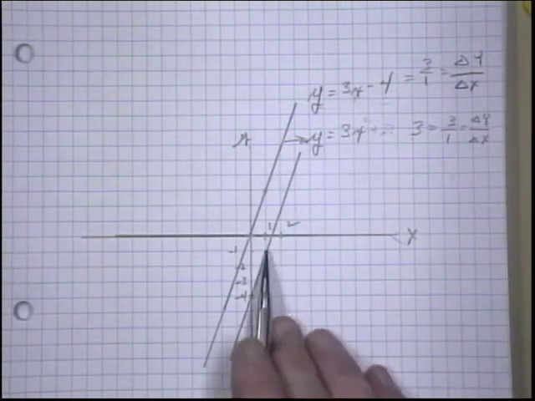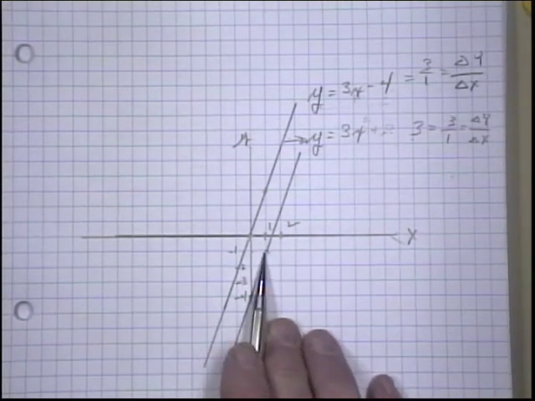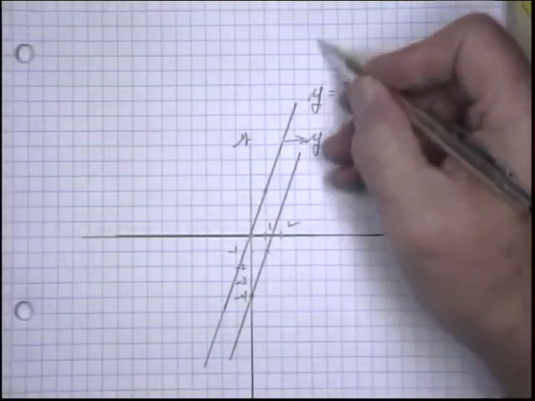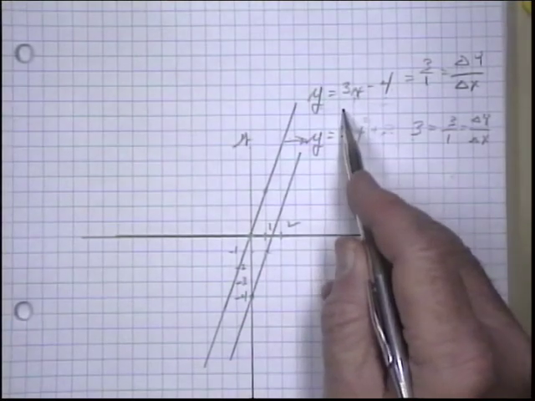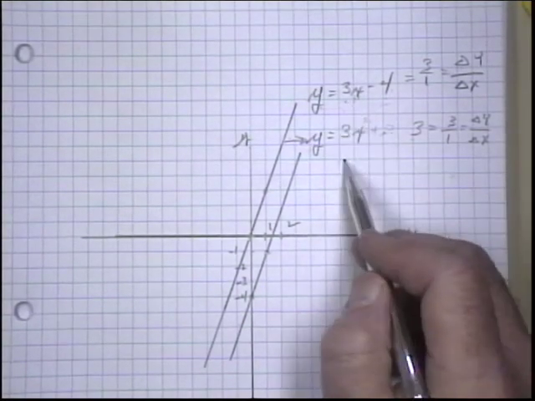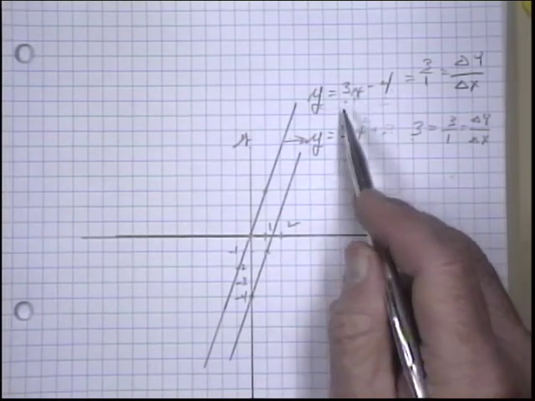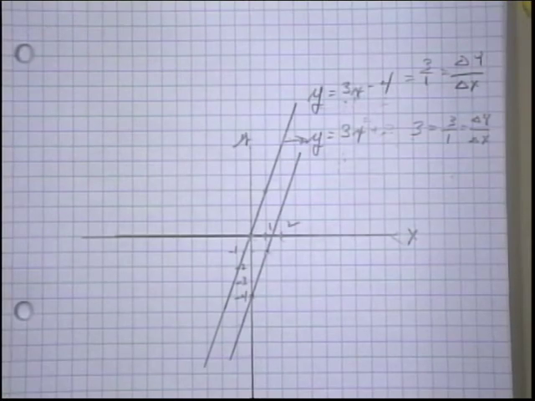Notice the relationship between this line and this line. They are parallel. In other words, we could extend these lines forever and they would never cross. They're exactly the same distance from each other. When you have lines that have the same slope, in this case the slope was 3, any straight lines that have the same slope are parallel lines, and that's what we have here. All right? That's the end of that problem.